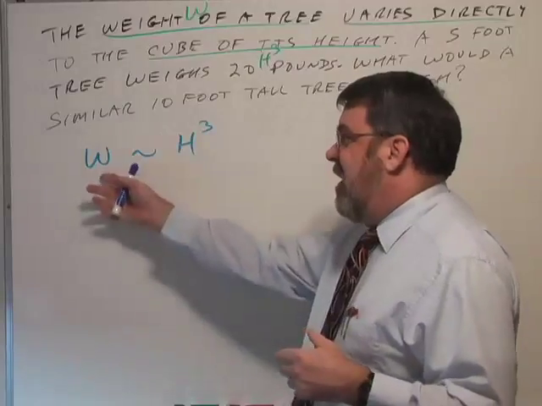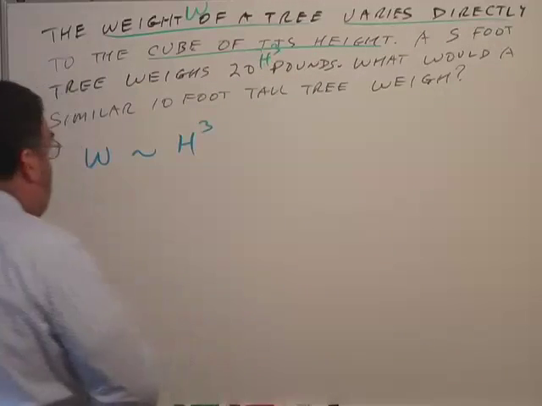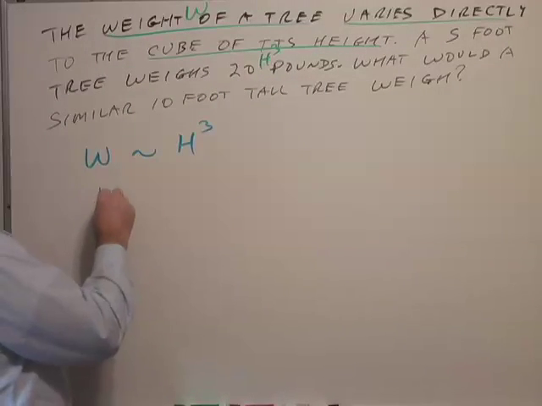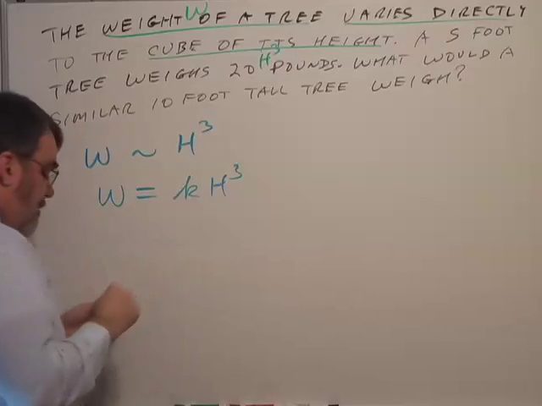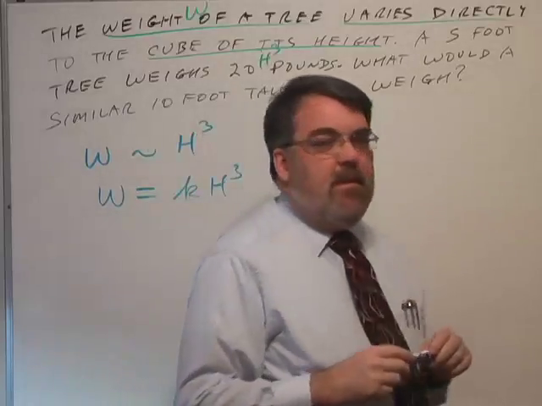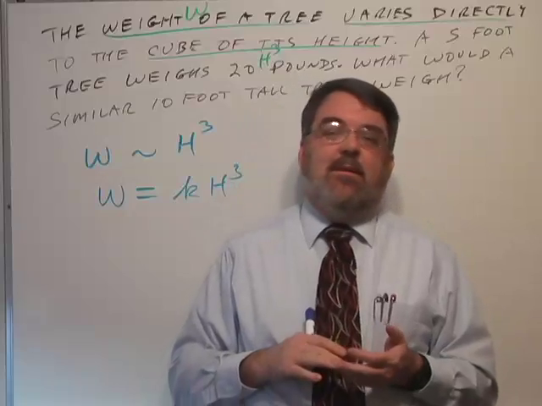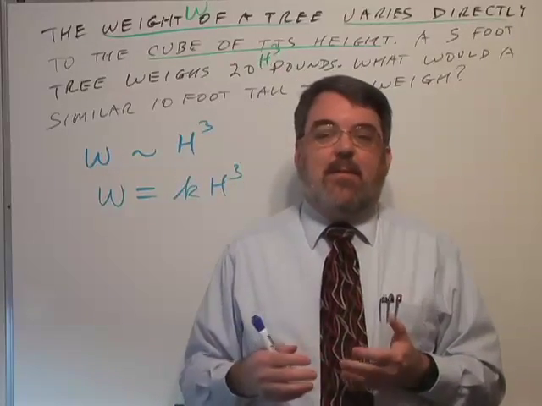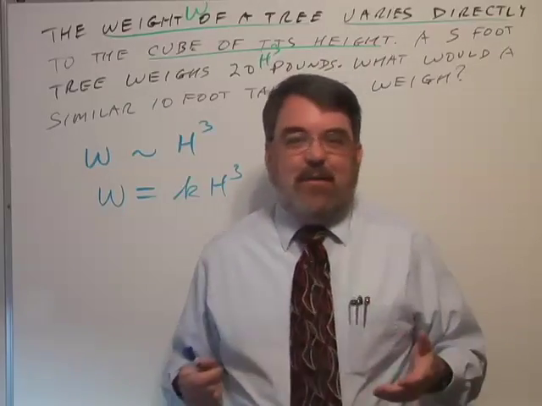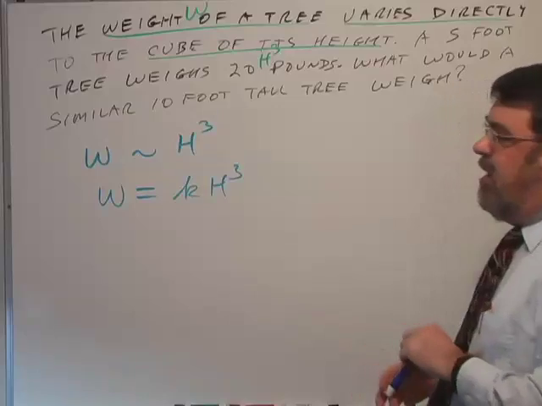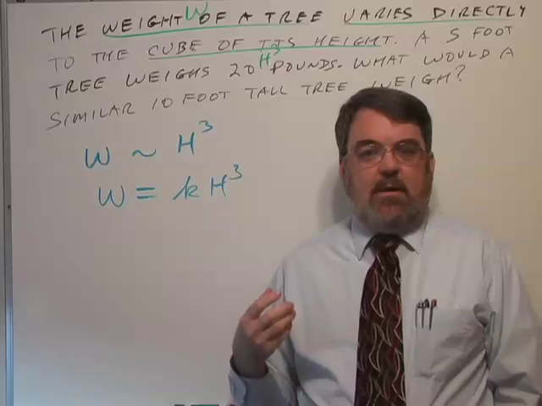And now I can't say that weight is the same as height cubed. You know, that wouldn't make any sense. But I can say that W is equal to K times h cubed. So letter K is called the constant of variation. It's also called the constant of proportionality, but I think I'll stick with constant of variation since this section is called variation. And it's a number which shows up in all these problems that has to be calculated.